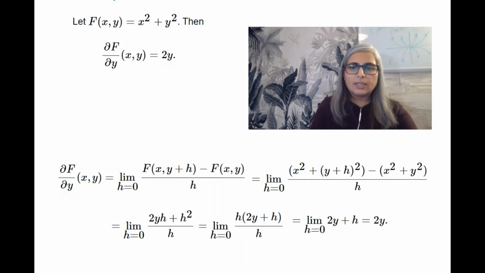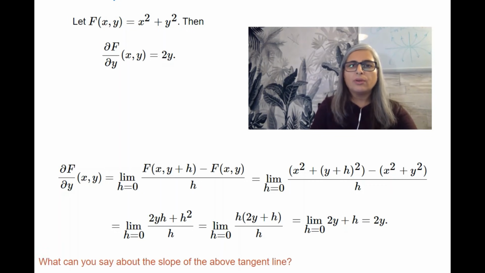But we still see that before applying the limit, we can factor out h from the terms 2yh plus h squared, and that factor of h will be cancelled by the h at the bottom, and we'll be left with 2y plus h, which is a much simpler expression. When we apply the limit on that, we get 2y as before.